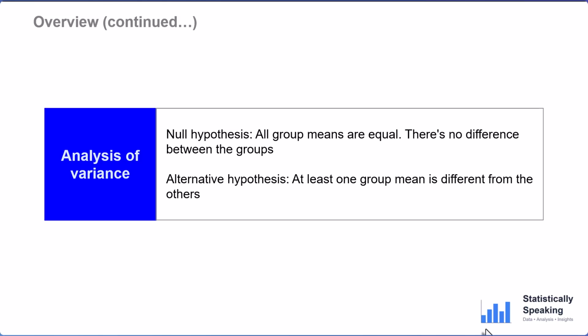Now let us look at the null and alternative hypothesis for ANOVA. The null hypothesis is that all group means are equal. There's no difference between the groups, right? The alternative hypothesis is that at least one group mean is different from the others.